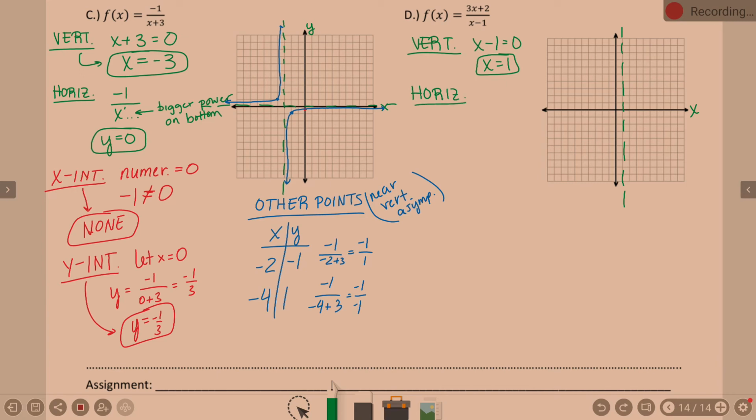Horizontal asymptote. What are those biggest powers? 3x to the first and x to the first. What's that make my horizontal asymptote? Y equals what? 3. Officially, it would be 3 over 1 when you look at the coefficients, and that's just 3. And again, that's because the powers match.